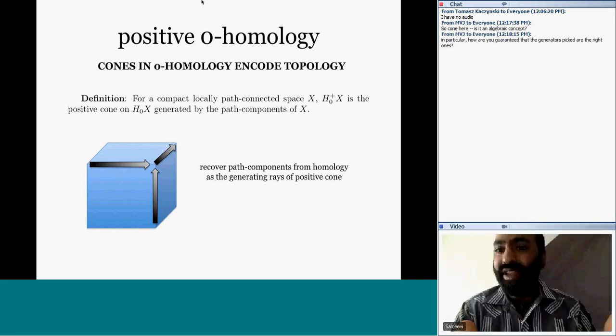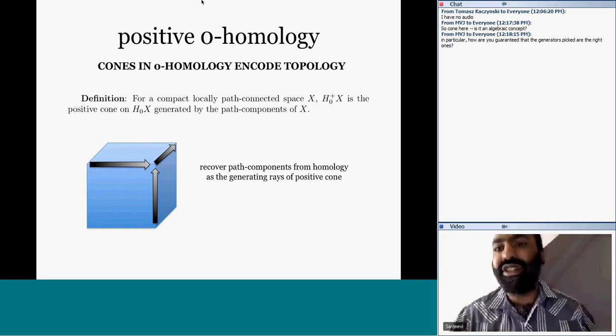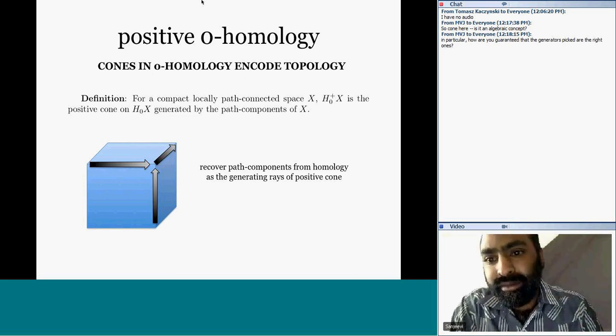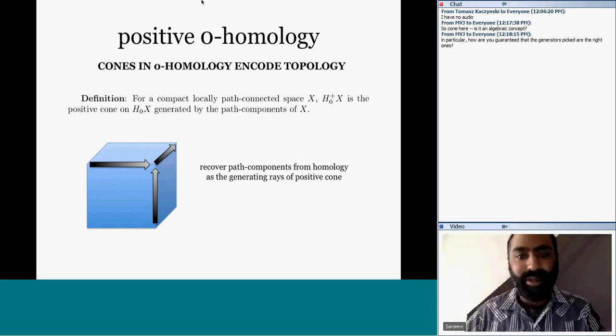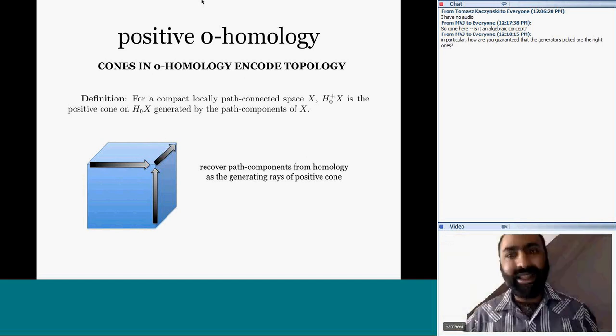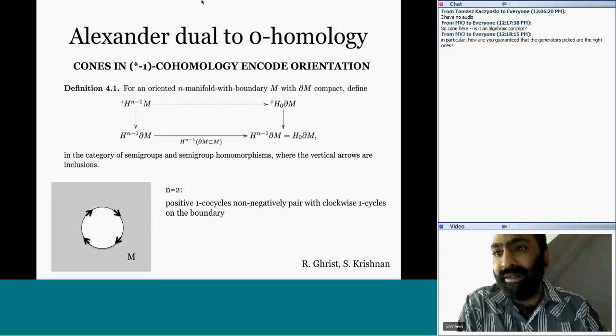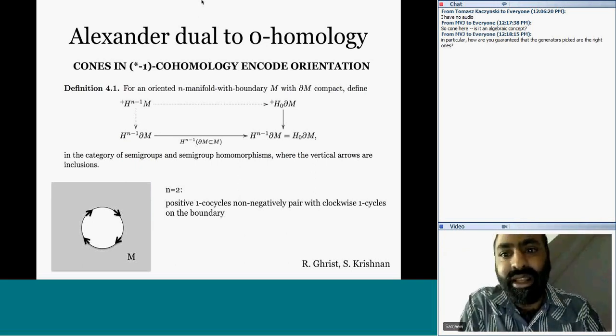Yeah. If you have H lower 0 of X, if that's all you can see, then you can't recover anything. You need extra structure on H lower 0 of X that retains enough of the information about X to recover the path components. It's not meant to be very deep, but that's just laying the motivation for why we're defining positive cones here. Okay, so what's Alexander dual to this definition of a positive cone?